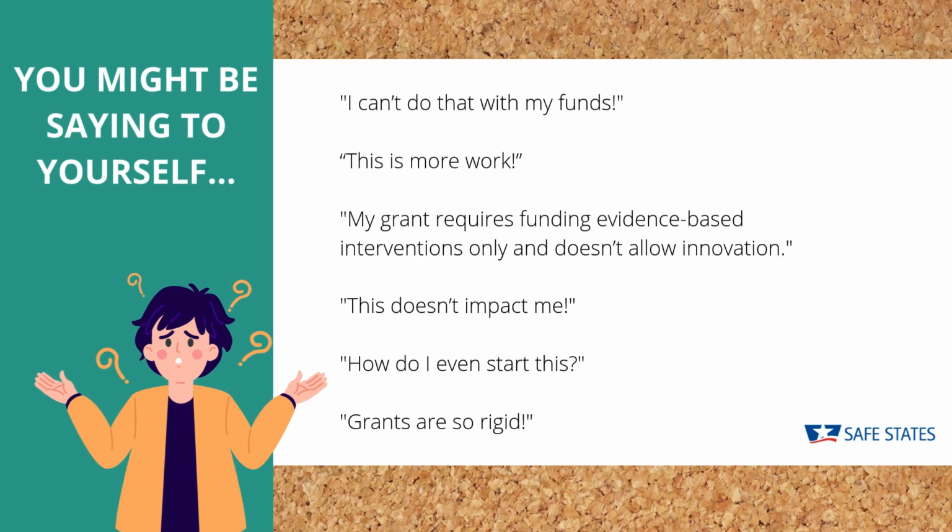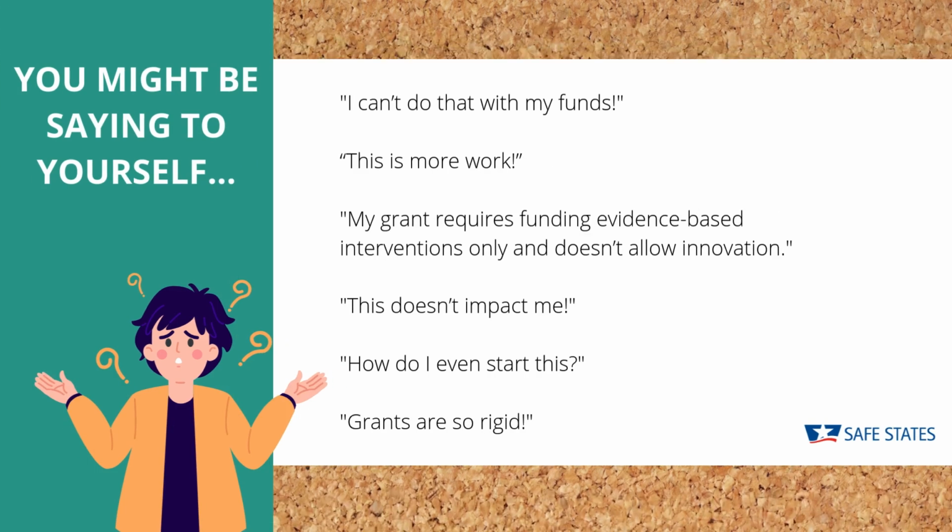It is important to remember that braiding and layering are not mechanisms for commingling funds. Detailed budgeting and reporting processes should be used to ensure accountability. Things you might be saying to yourself: this is more work. This is why your vision is so important. If you align your funding with goals you have already set, you should be on your way.